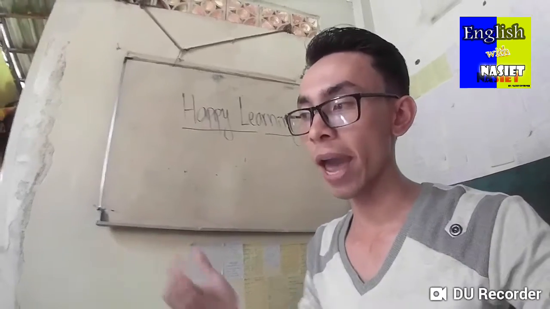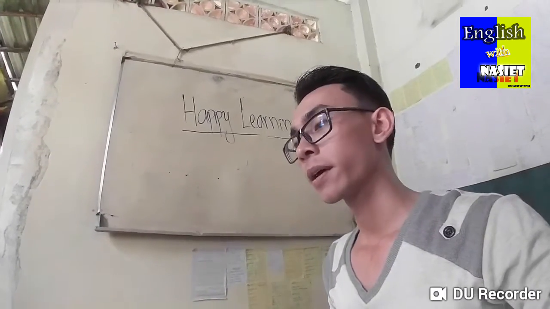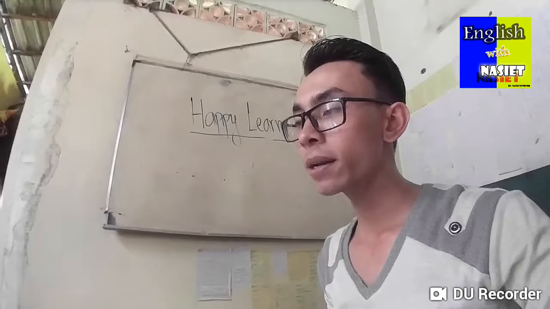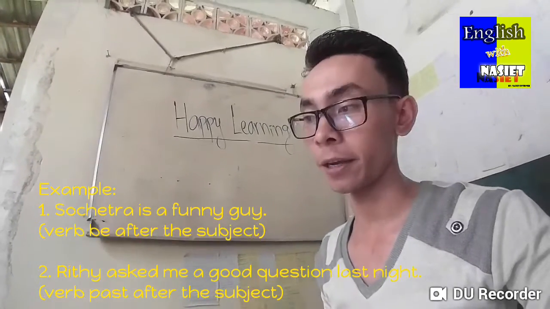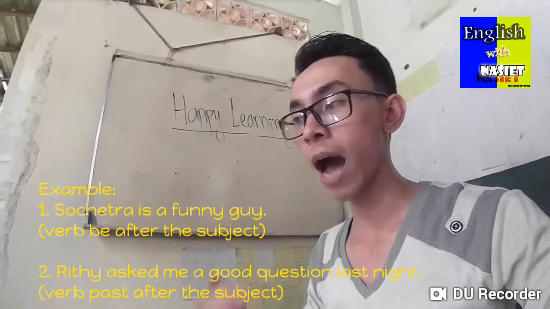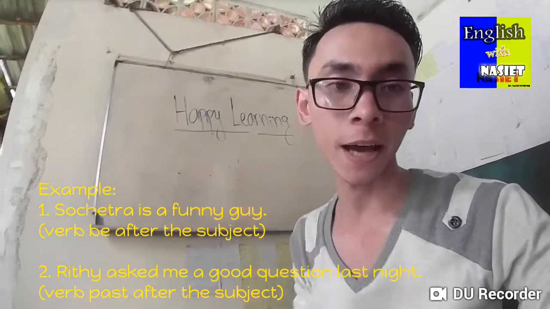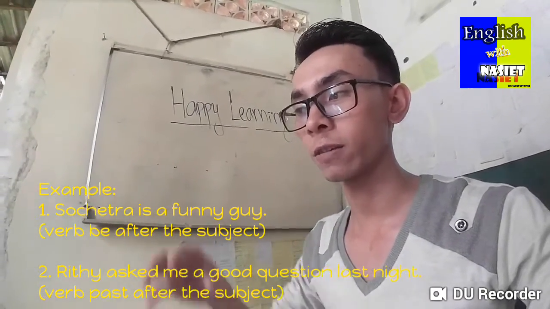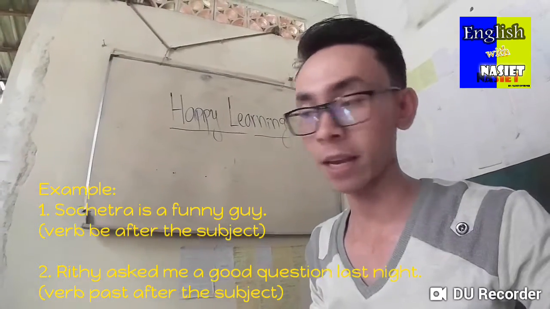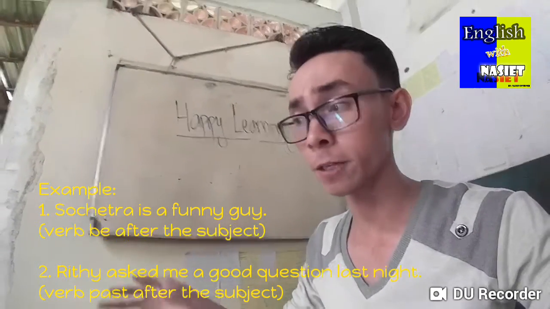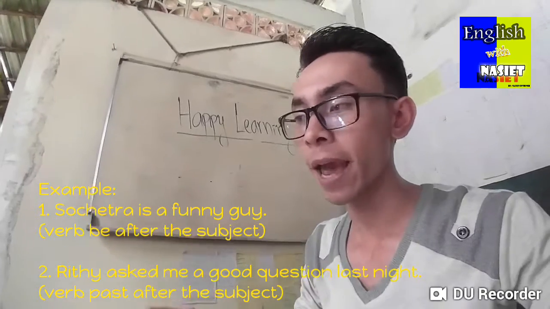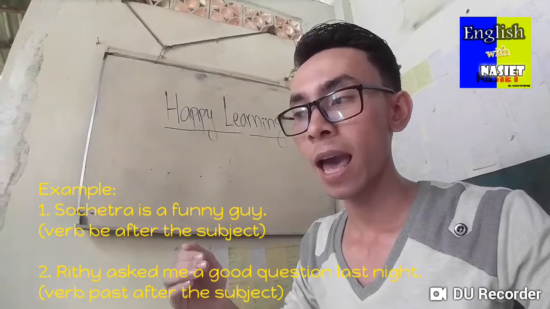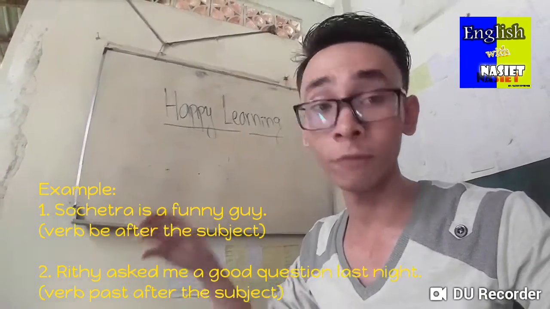Here, let's take a look at the examples below. Example number 1, Suchitra is a funny guy. And number 2, the teacher asked me a good question last night. So in number 1 we have the verb to be, is, and whatever type of verb it is, it is also a verb. And in number 2 we have asked, which is also a verb.